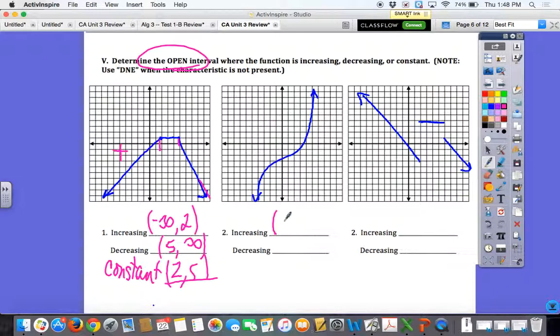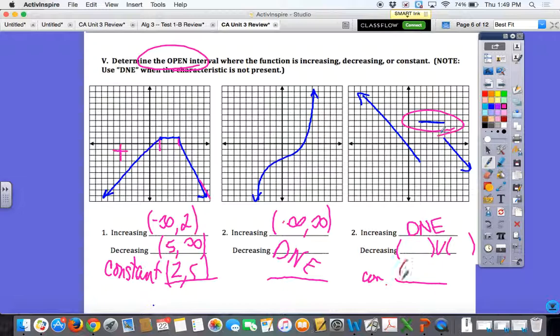This one, everything is increasing. So you're going to put the whole kit and caboodle up there, and none of these others exist, so please write D and E on these. I'm just trying to do this quickly. Increasing, there's not any, so that's a D and E. Decreasing, you have 2 sections, so please give me the 2 intervals that would exist, and for constant, you would have that one little middle part, so tell me what that is.